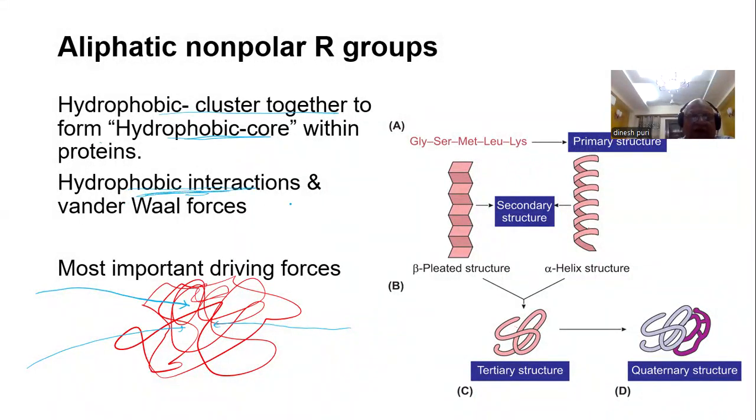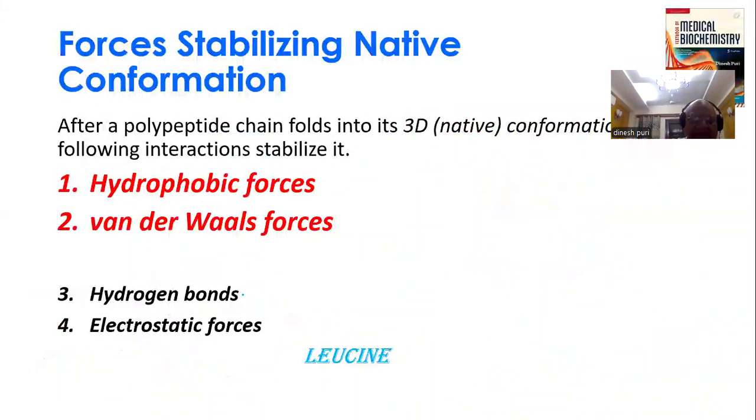So hydrophobic interaction along with some other forces, they are the strongest driving forces which keep this three-dimensional conformation intact. So forces stabilizing the three-dimensional conformation, 3D conformation of the globular protein. Most important is hydrophobic interaction, and the chief actors here are the aliphatic non-polar amino acids.